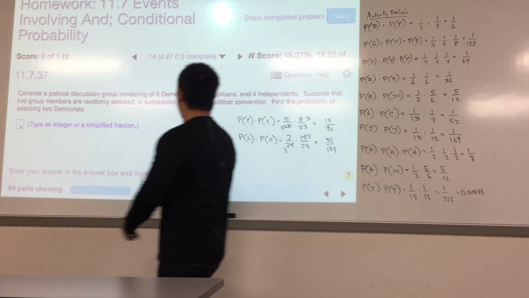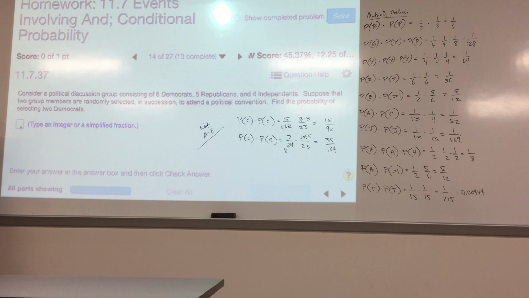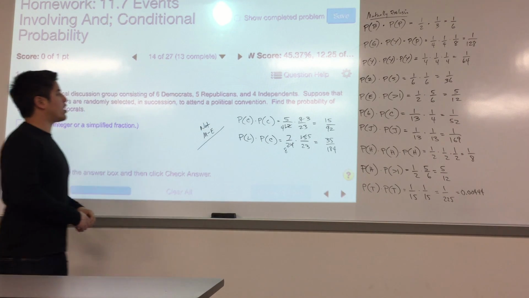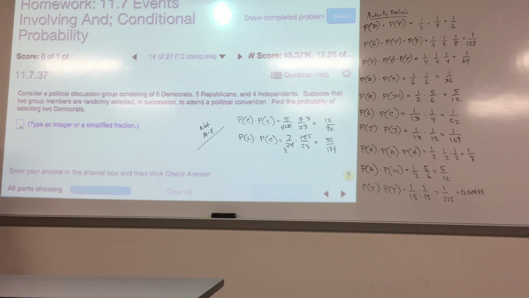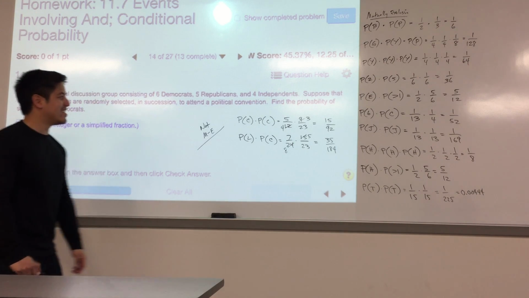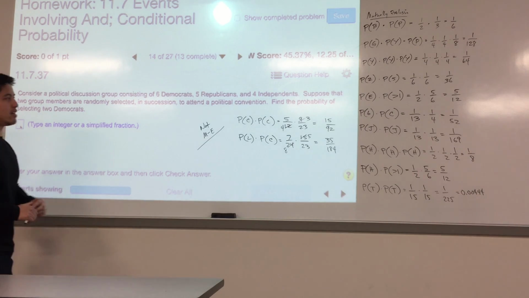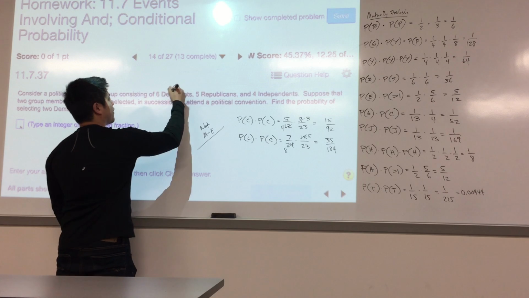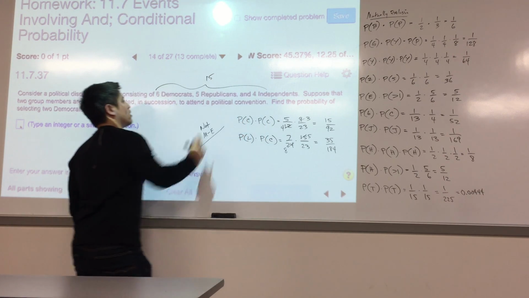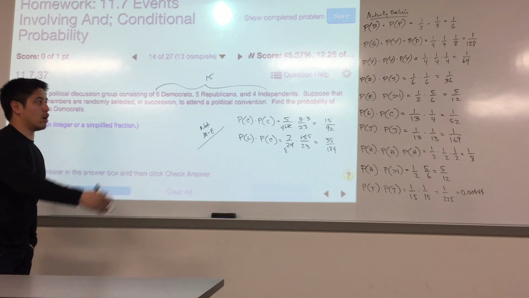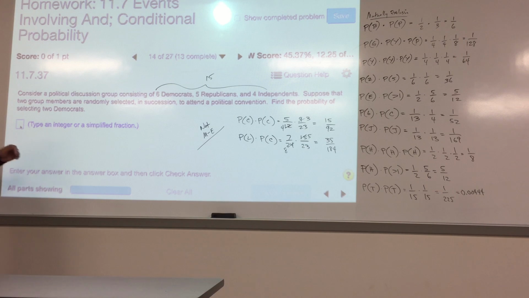Same concept, but now we deal with politicians. Suppose that 2 group members are randomly selected from our 6 Democrats, 5 Republicans, and 4 Independents. What are you going to have to do because they didn't tell you the total number of politicians? Add them up. So we do need to find out the total, right? Because they don't give you the total number like they did with the donuts. So there are 15 total. Does that make sense, everybody? So that's your starting denominator. Is that your secondary denominator? No, not necessarily.